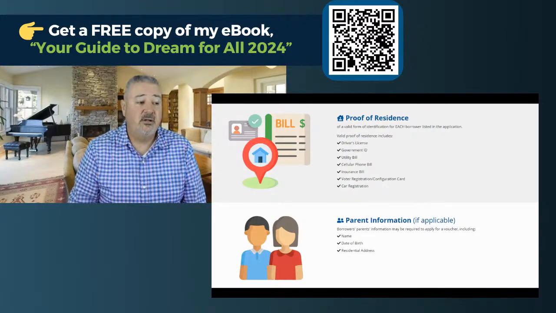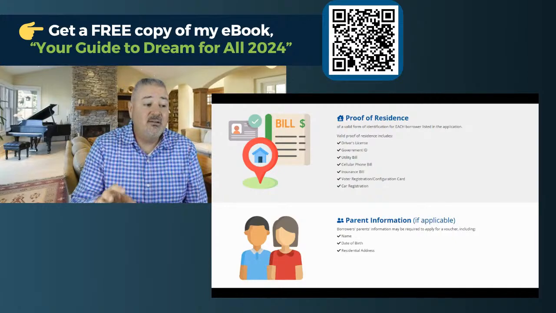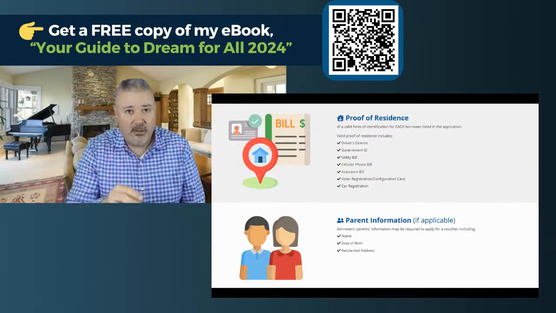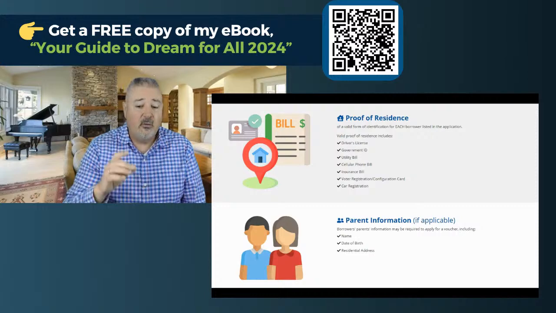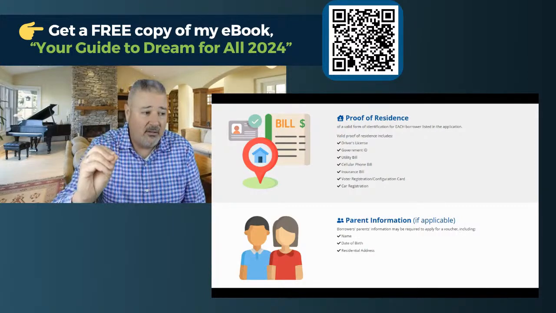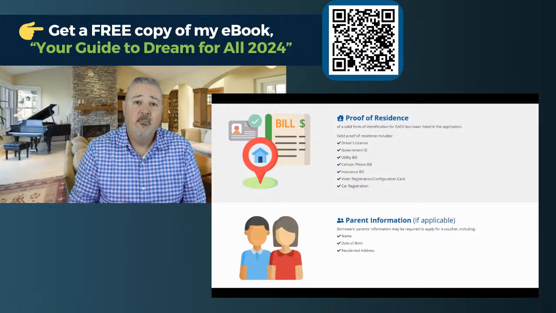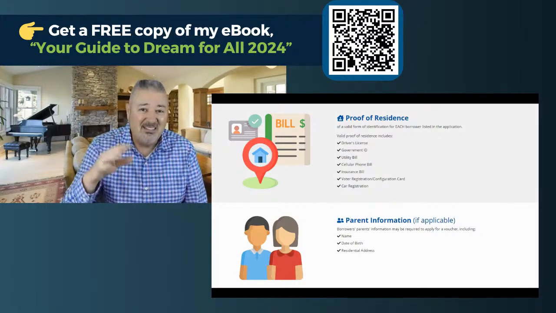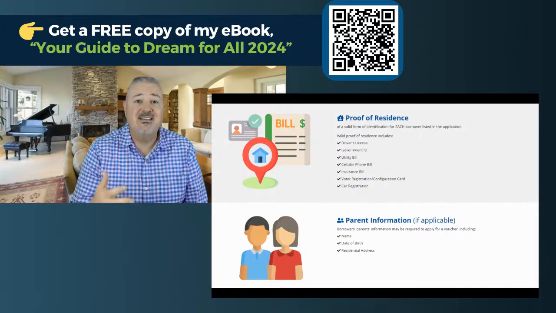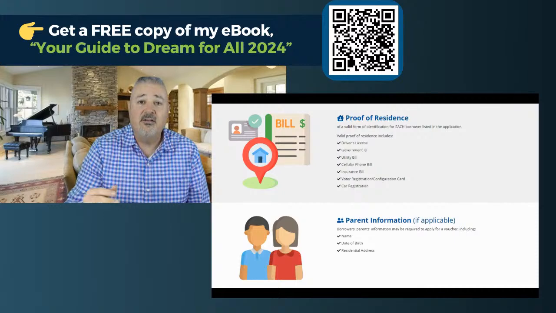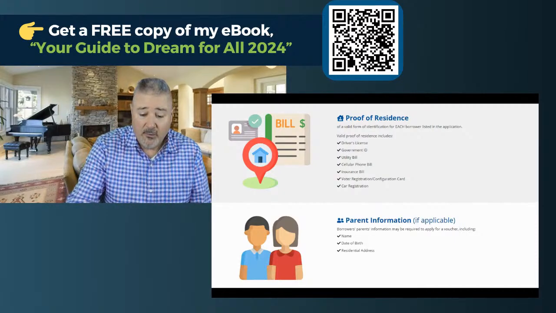Parent information, if applicable. You need to give them your name, the name, date of birth. I didn't realize they want dates of birth. So they're going to want the date of birth of your parents, and they're going to want your parents' address. They don't say it here, but in another list, they said if your parents are deceased, they're going to want a copy of their death certificate. So I would be prepared with that.